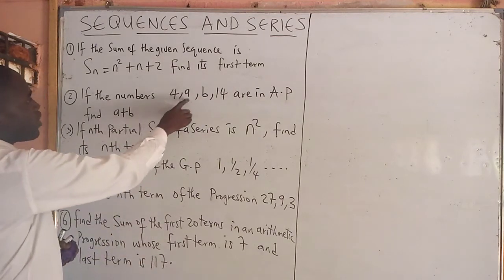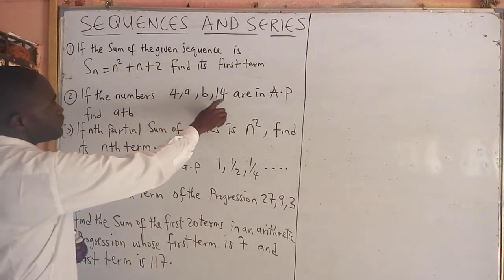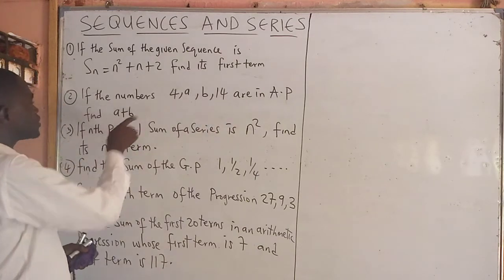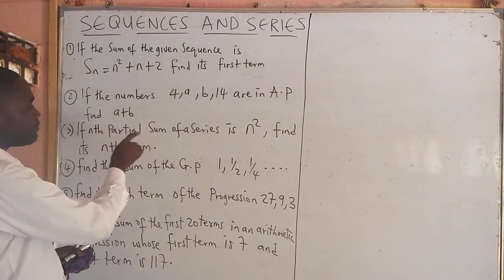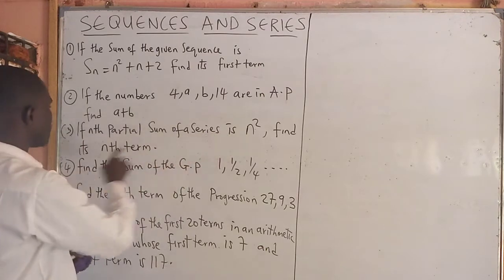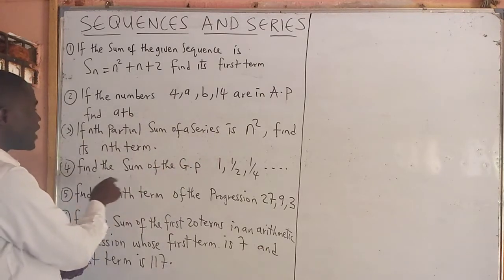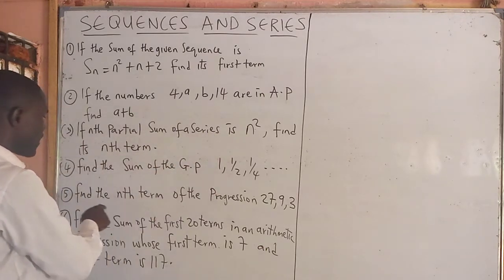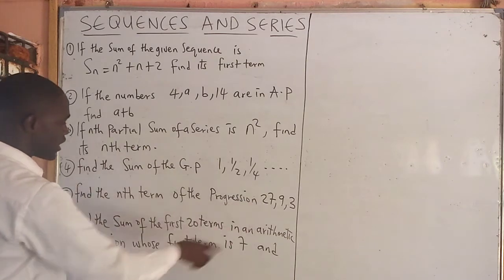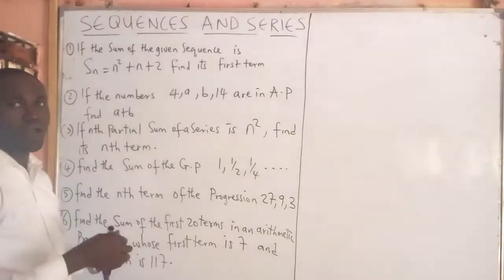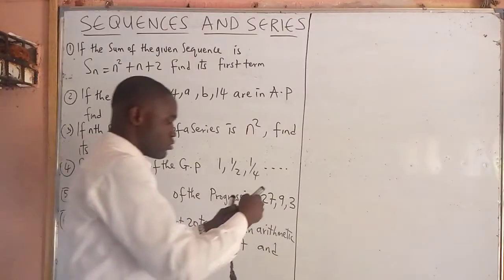If the numbers 4a, b, 14 are in AP, find a plus b. If the nth partial sum of a sequence is n squared, find its nth term. Find the sum of the GP, find the nth term of the progression, and so on. We want to solve them one after the other. Question 1.